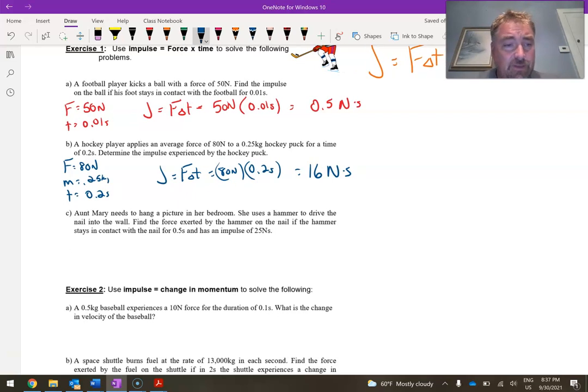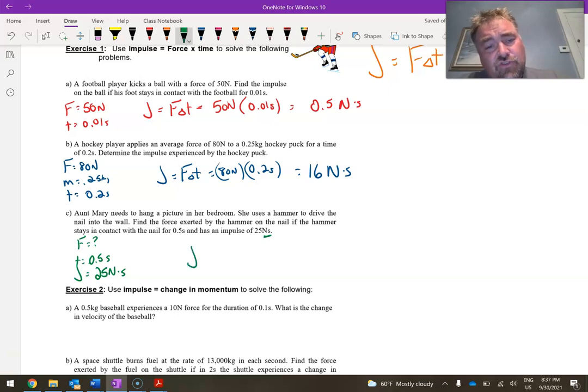All right, so part C: Aunt Mary needs to hang a picture in her bedroom. She uses a hammer to drive a nail into the wall. Find the force, so we're looking for F. We have a time of 0.5 seconds, and we're given the impulse of 25 newton seconds. You'll notice they use no multiplication point in there. I always put the multiplication point in. It really doesn't matter; it's whatever your preference is.